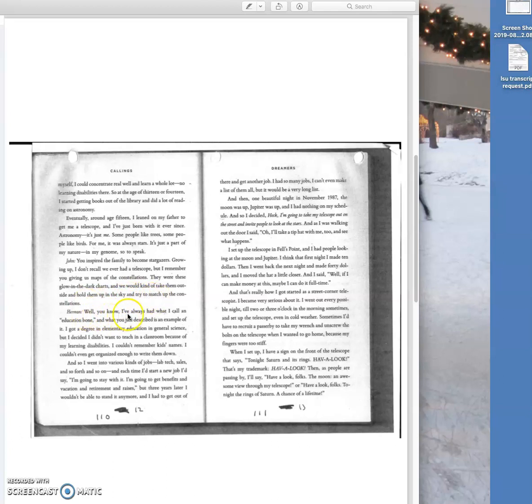Well, I've always had what I call an education bone, and what you just described is an example of it. I got a degree in elementary education in general science, but I decided I didn't want to teach in a classroom because of my learning disabilities. I couldn't remember kids' names. I couldn't even get organized enough to write them down.